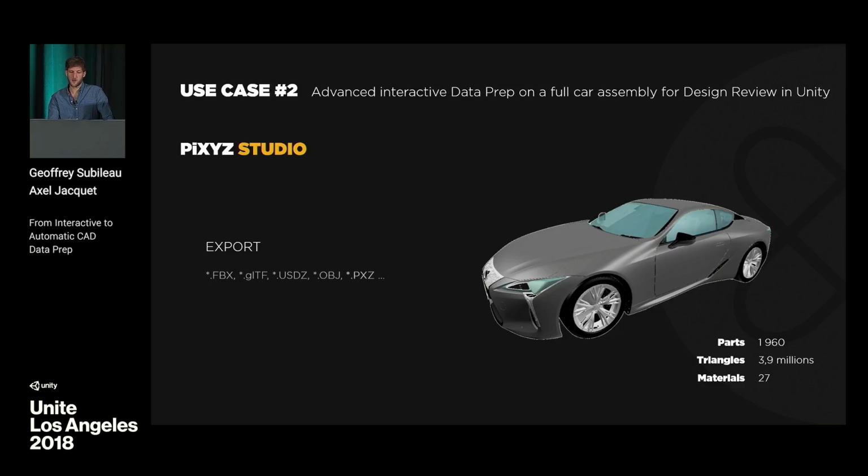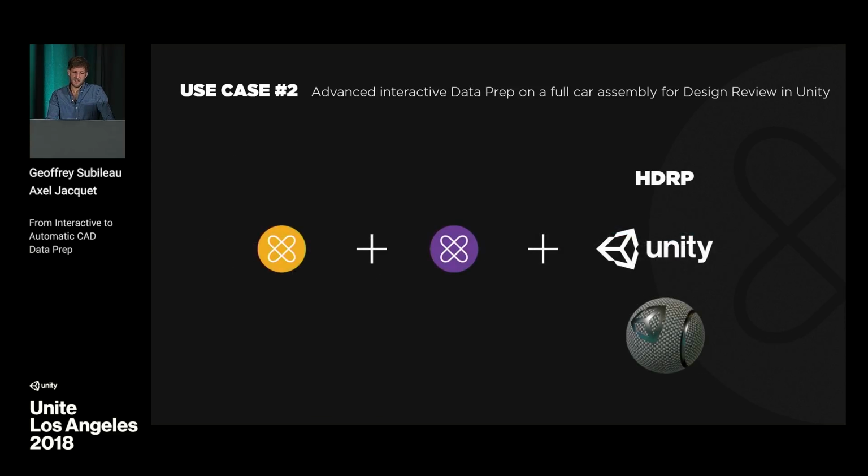And finally, you get to export the final model in one of the export formats that we handle in Pixyz Studio. It can be FBX, GLTF, USDZ, which is new. And in this particular case, we're going to export as a Pyxis file, which is our proprietary format. But why is that? It's because we want to take advantage of our plugin for Unity.